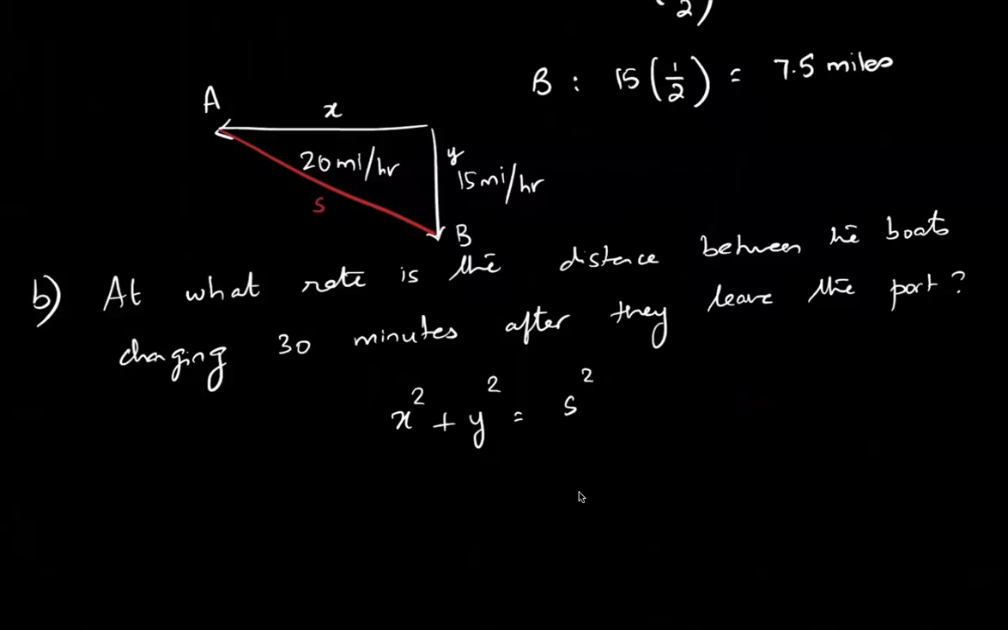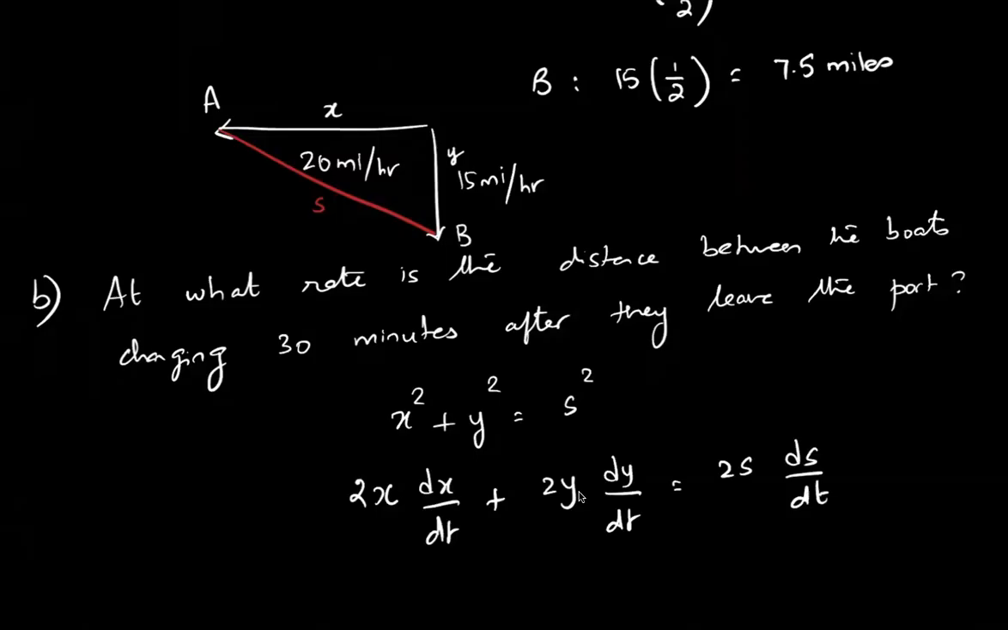Okay. So then I take the derivative with respect to t. I get 2x dx/dt plus 2y dy/dt is 2s ds/dt. So what we are doing here is we are doing the chain rule as well as implicit differentiation. Okay, so that's what we have done to get this.